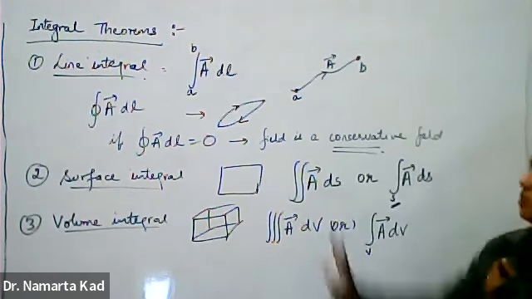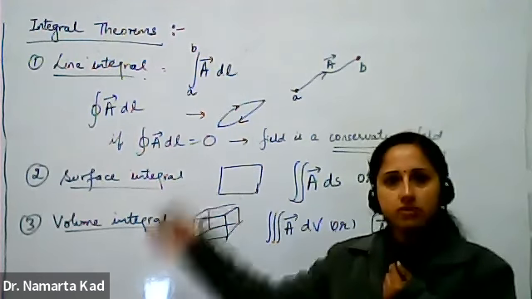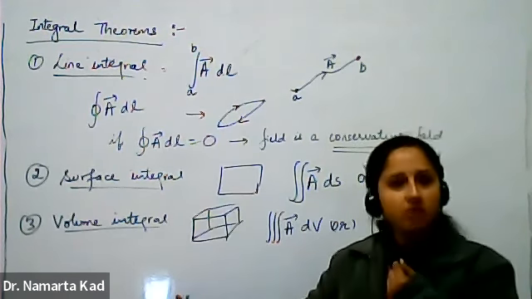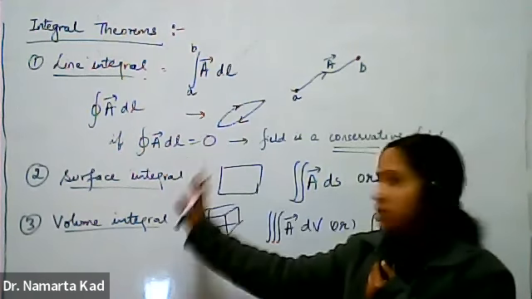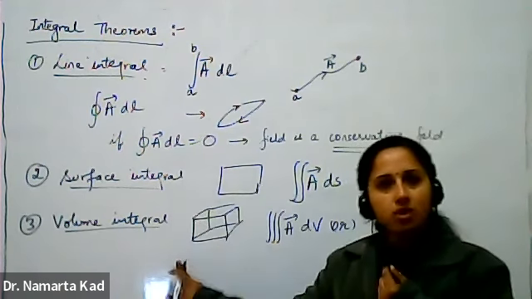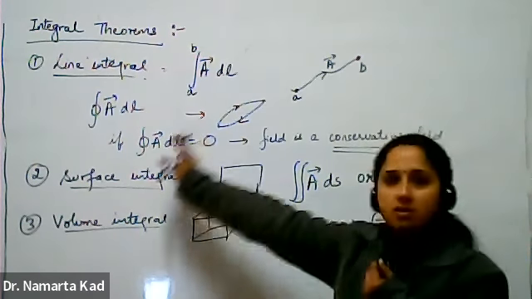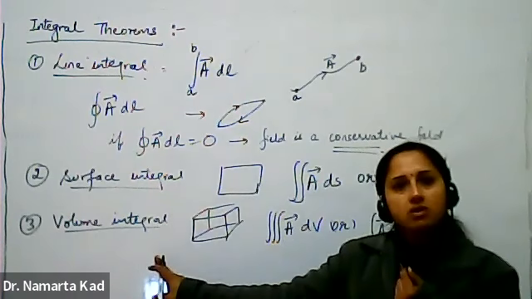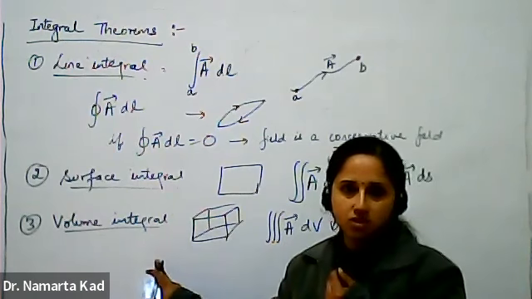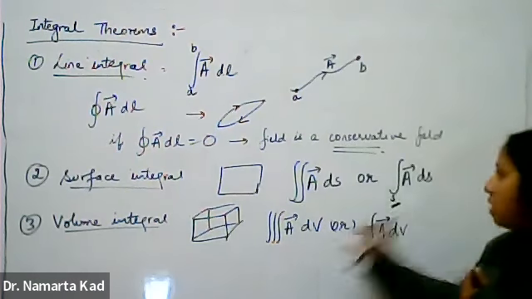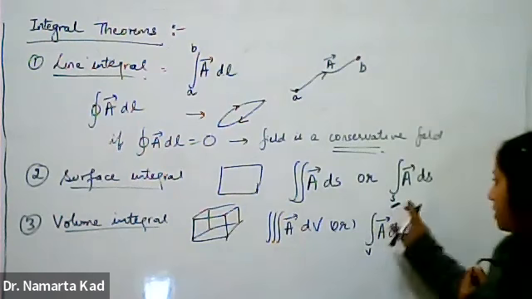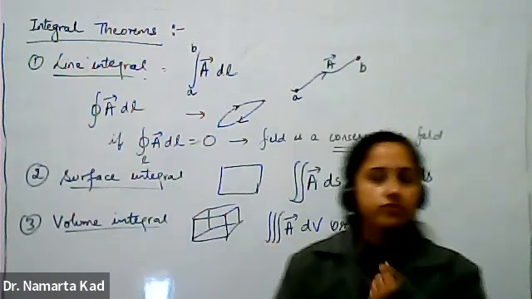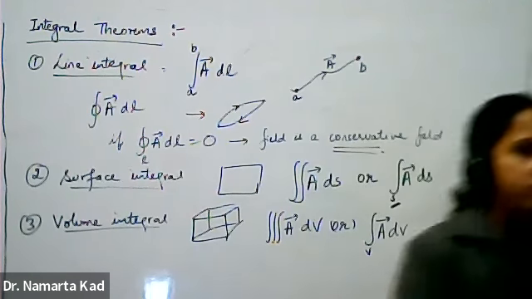These are some of the terms which we are going to use in the proofs of the theorems: line integral, surface integral, volume integral. Line integral is one-dimensional, surface integral is two-dimensional, volume integral is three-dimensional. This is for a simple curve, this is for any two-dimensional surface, and this is for the space integral, that is the three-dimensional volume. Simply write s, v, and l for the line integral. So these are some of the terms.